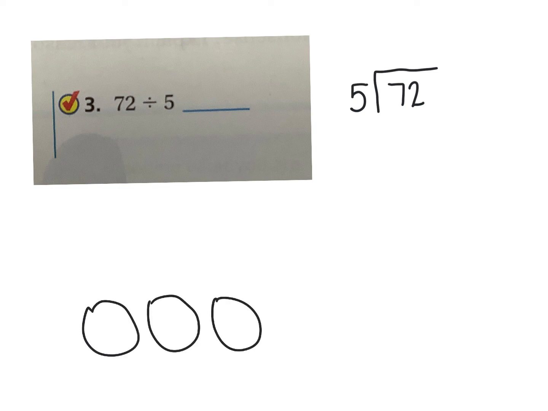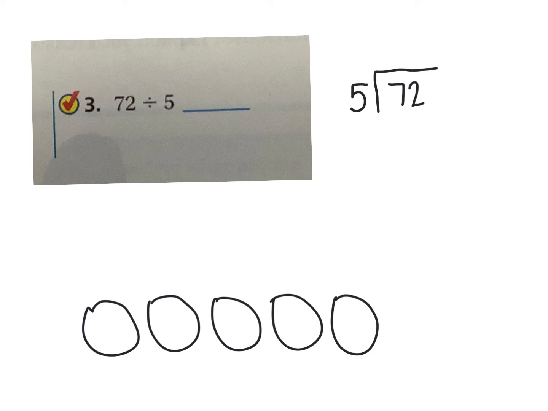72 divided by 5. This is 72 being split up equally into 5 pieces. I'll do it in the algorithm form first. 72 is what's being split up, and we're dividing it into 5 equal pieces. 72 divided by 5. Okay, let's do this in our picture form. We're dividing it into 5 equal groups. 1, 2, 3, 4, 5.